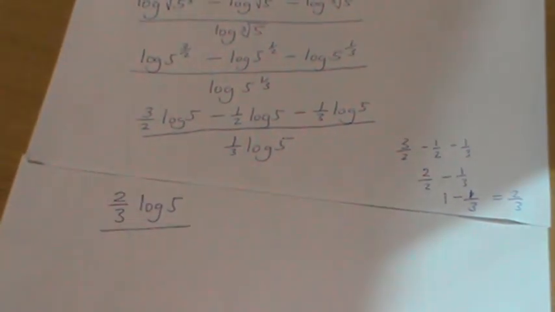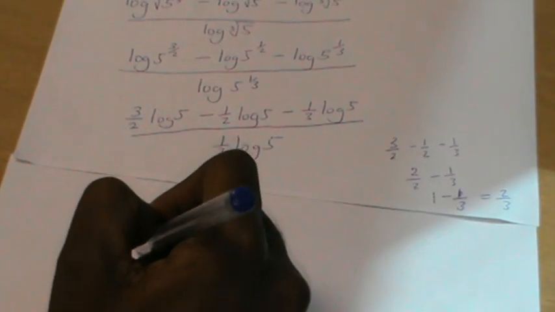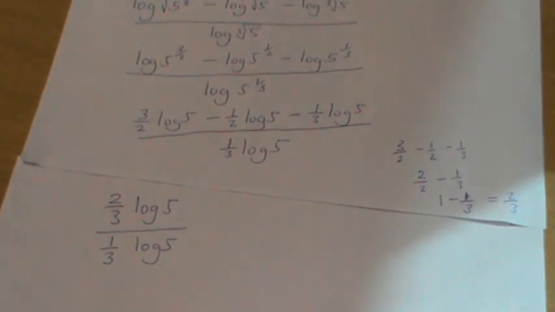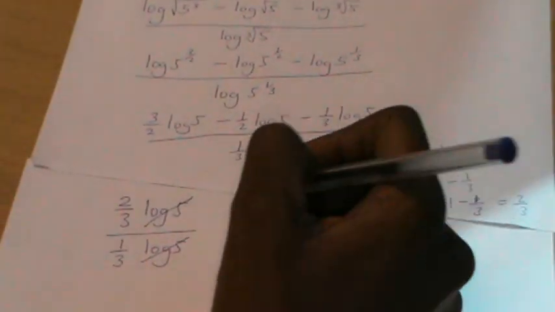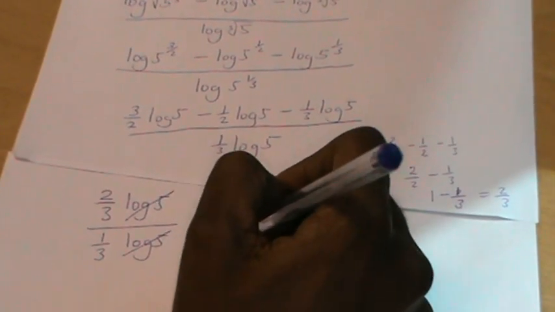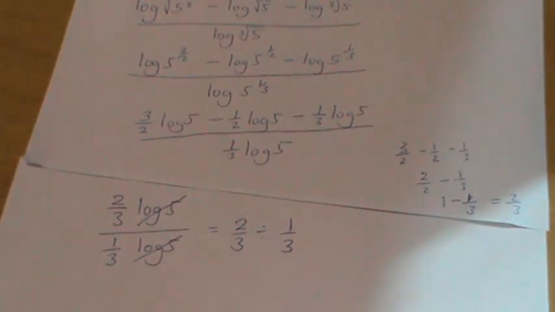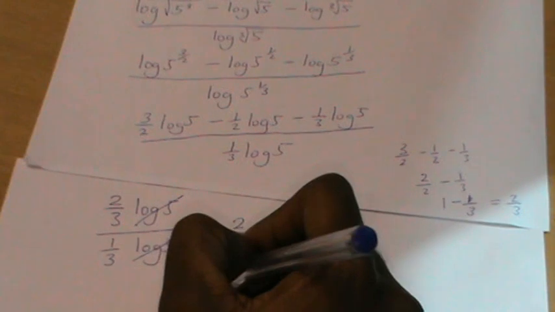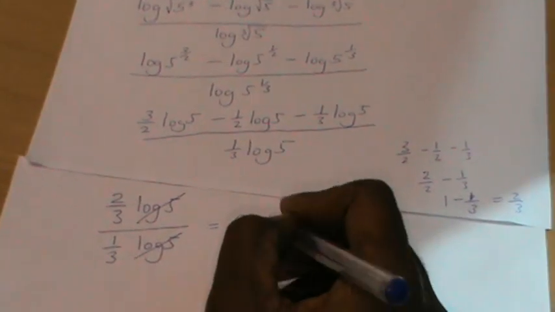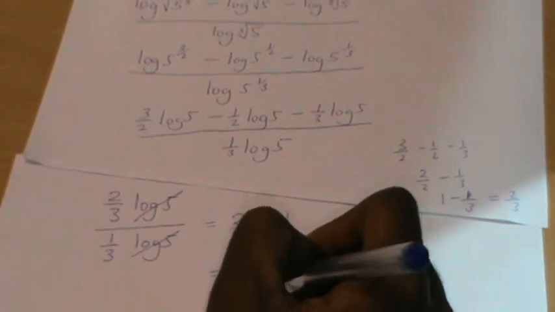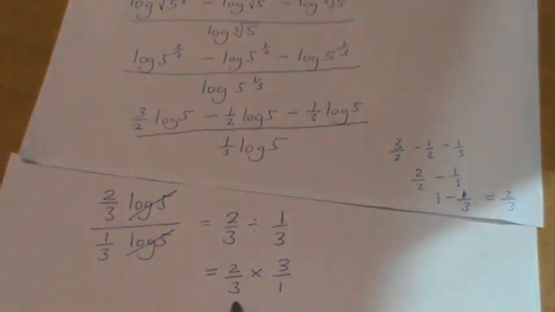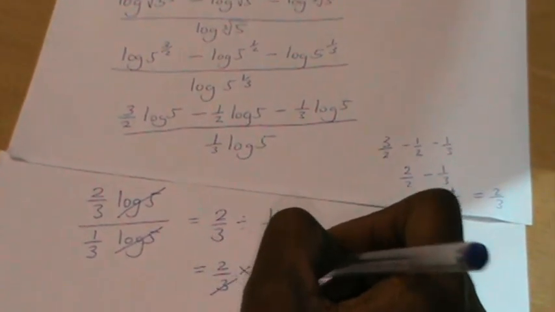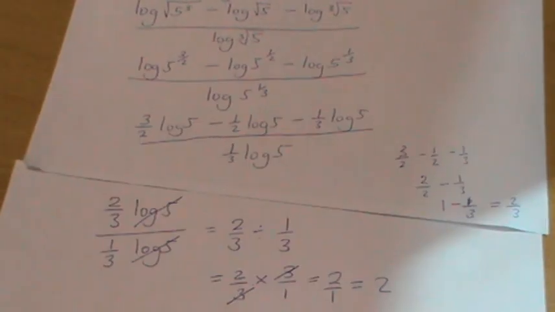Okay, and then in the denominator I have 1/3 log 5. Now here, numerator and denominator, those two are exactly the same, so I can cancel them out. And then I'm left with 2 over 3 divided by 1 over 3. Now when we are dividing fractions, we did that previously. We say the first one stays as it is, the division changes to multiplication, and then I have 3 over 1. This I'm multiplying now. This 3 is in the numerator, it's in the denominator over there. They can cancel out. I have 2 over 1. 2 over 1 is just equal to 2. And then that is your answer.